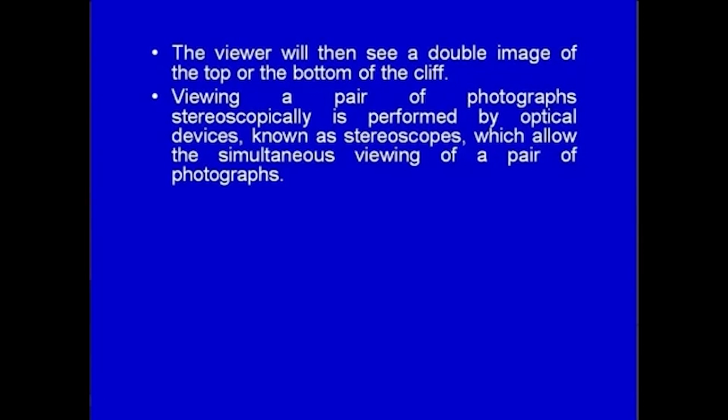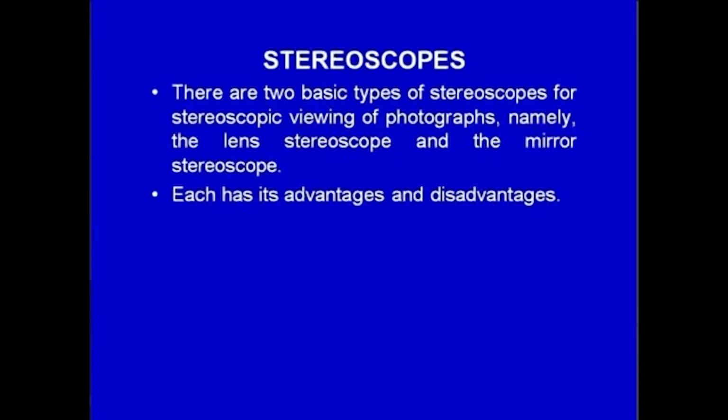Viewing a pair of photographs stereoscopically is performed by optical devices known as stereoscopes, which allow the simultaneous viewing of a pair of photographs. So, let us look at what actually are stereoscopes. There are two basic types of stereoscopes for stereoscopic viewing of photographs, namely the lens stereoscope and the mirror stereoscope. Each has its advantages and disadvantages.